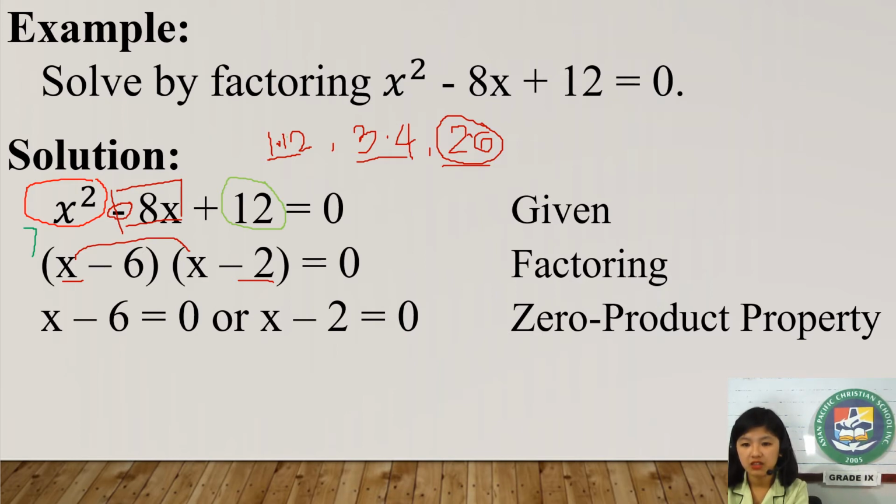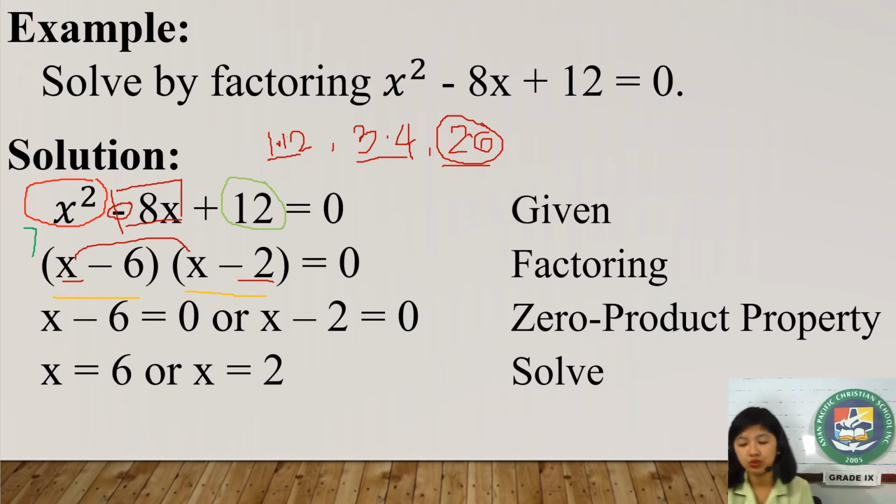That's why x minus 6 is equal to 0. Dito natin yan galing, yung first term. Then, second term, x minus 2 is equal to 0. So, transpose natin para makuha natin yung dalawang value, yung dalawang solutions na hinahanap natin. So, transpose negative 6.